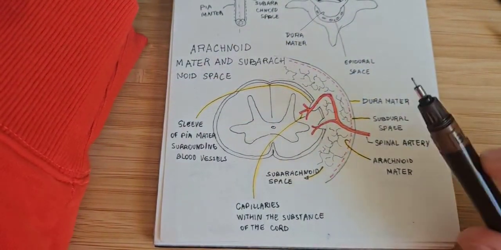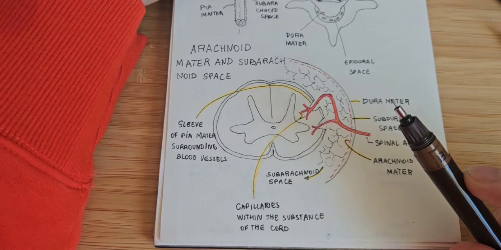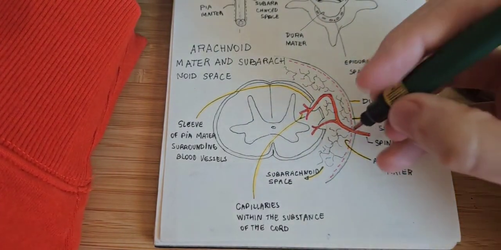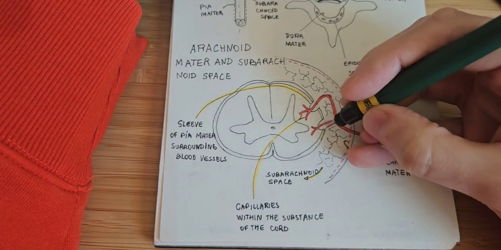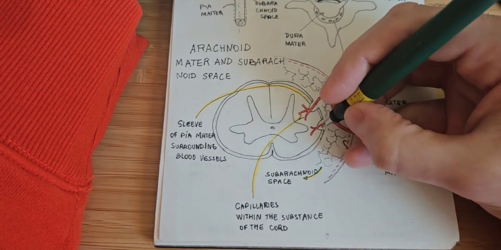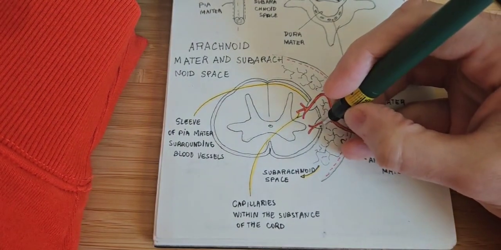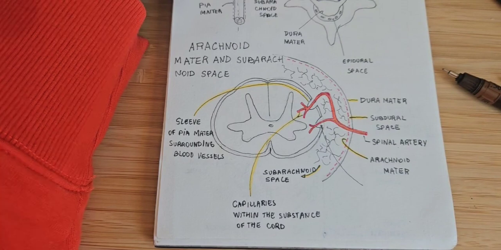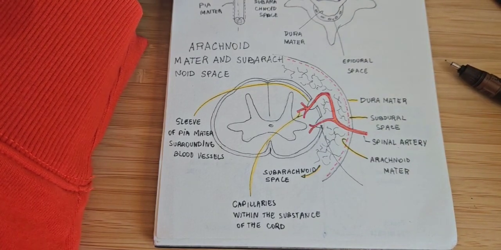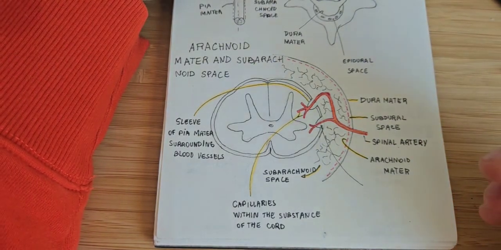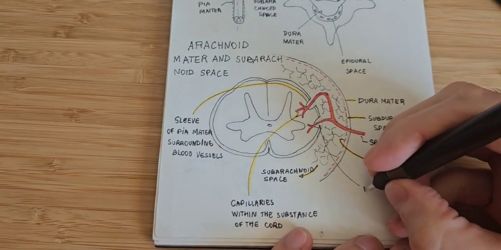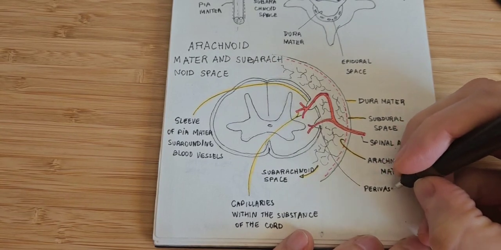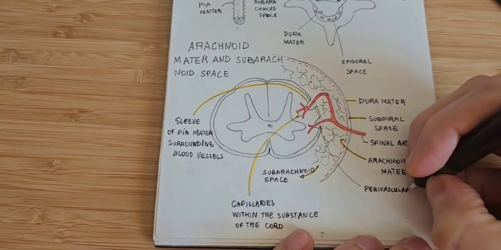Okay, so we have this part here, and the last one is this one. I'm going to label from this part here, and down here, and this one is the perivascular space.